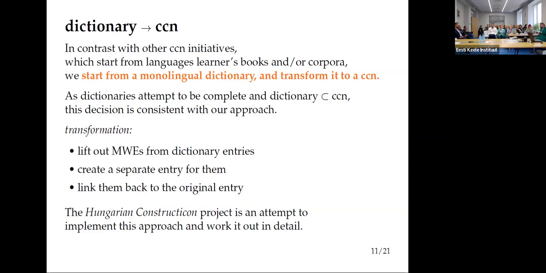This transformation is basically this. We lift out the multi-word expressions from the entries, create a separate entry for every construction, and link them back to the original entry. I can tell that the Hungarian Constructicon project can be considered a theoretical experiment, to see whether our approach is working or not.